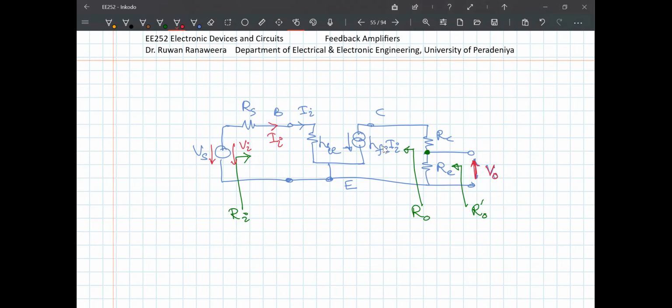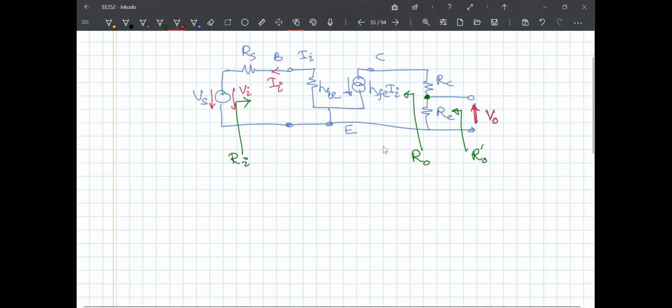Since I have marked the current in this direction, let me mark it as this. If I want to mark the current this way, then I can mark it as this. Remember it has to be consistent. If you are changing the directions, you have to change in both. You can choose whatever direction you wish, but they have to be consistent. I am marking it like this because I initially marked it in this way. All right, so that's basically it.